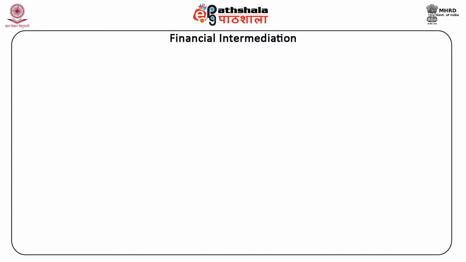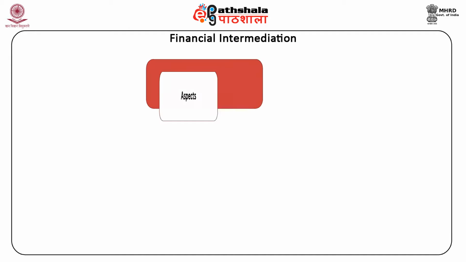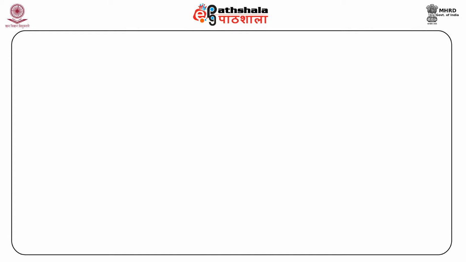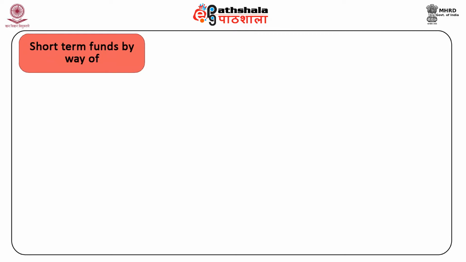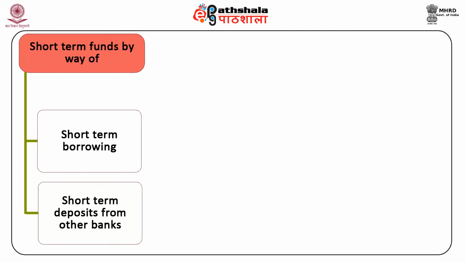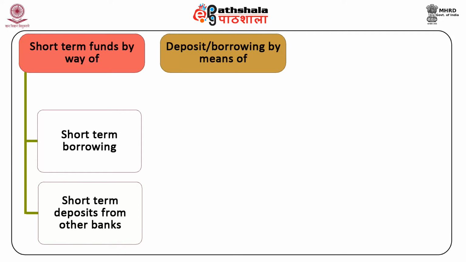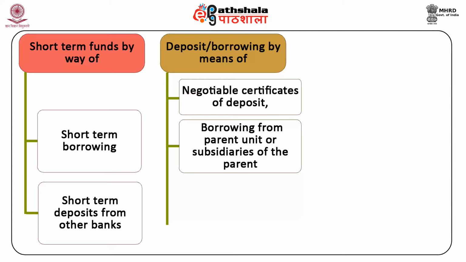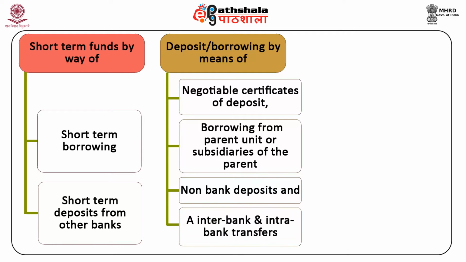Financial intermediation is the main function of a bank. It involves 2 aspects, that is procurement of funds and uses of funds. An international bank can procure short-term funds by way of short-term borrowing and short-term deposits from other banks, borrowing by means of negotiable certificates of deposit, borrowing from the parent unit or subsidiaries of the parent, non-bank deposits, and also interbank and intra-bank deposits and transfers.